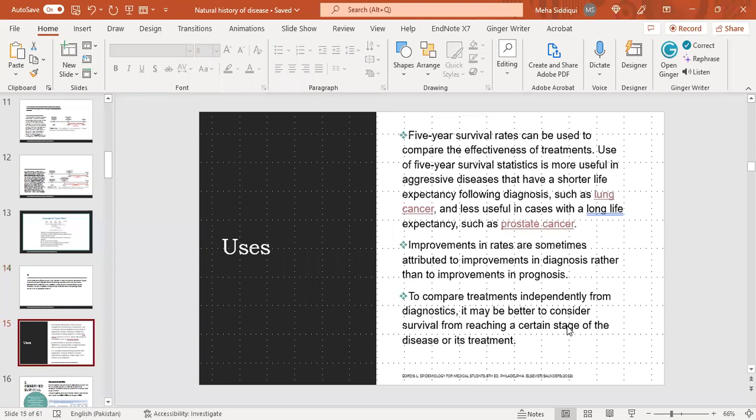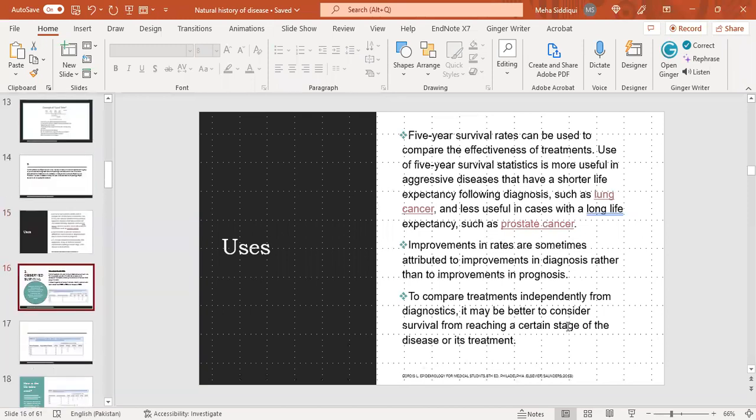Uses. 5-year survival rates can be used to compare the effectiveness of treatments. Use of 5-year survival statistics is more useful in aggressive diseases that have a shorter life expectancy following diagnosis, such as lung cancer, and less useful in cases with a long life expectancy, such as prostate cancer. Improvements in rates are sometimes attributed to improvements in diagnosis rather than to improvement in prognosis. To compare treatments independently from diagnostics, it may be better to consider survival from reaching a certain stage of the disease or its treatment.